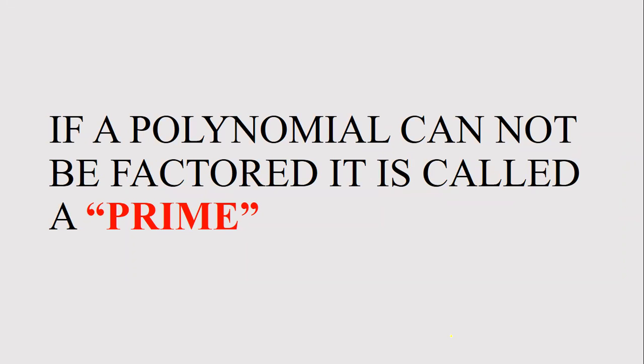All right. Now, if a polynomial cannot be factored, it is called a prime. So if between your 2 or 3 or 4, however many additives you have, they have nothing in common, their only GCF is 1, then you write prime. Does that make sense?